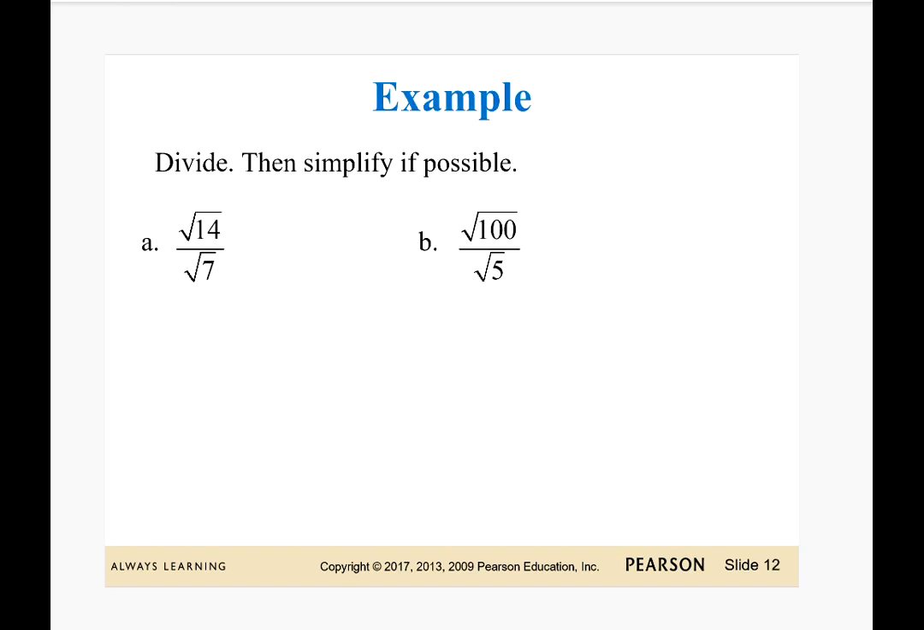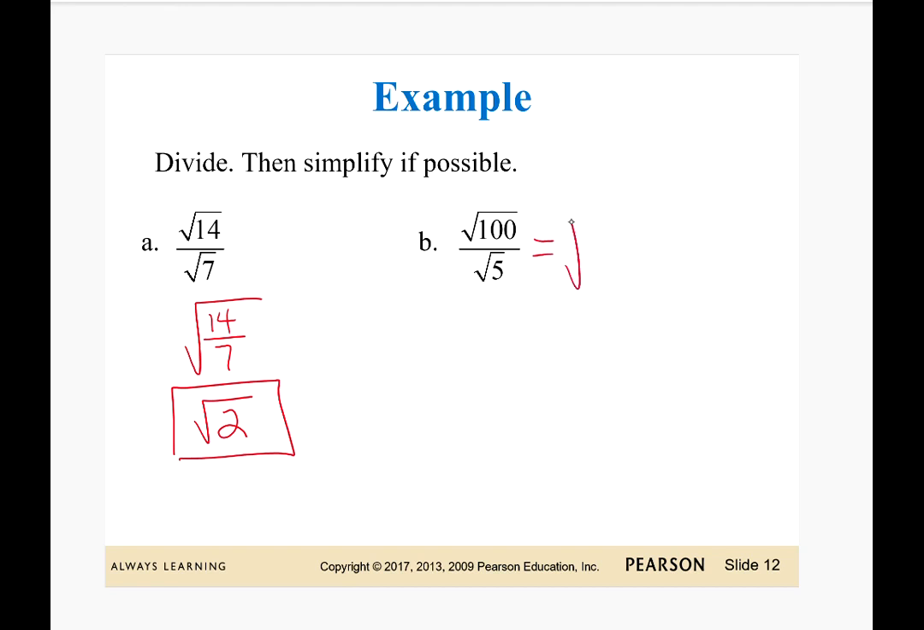All right, so again, following the directions is very important. Divide first, then simplify. Okay, so let's do the division first. So what is 14 divided by 7? That is the square root of 2. And can we simplify 2? No, 2 is a prime, so we can't simplify it, so that would be our final answer.